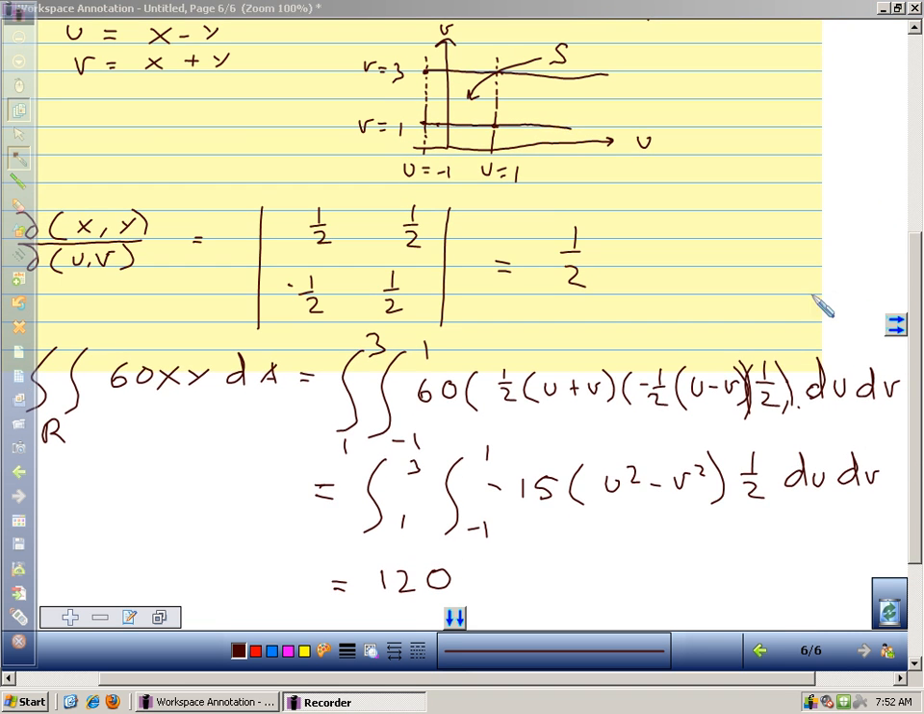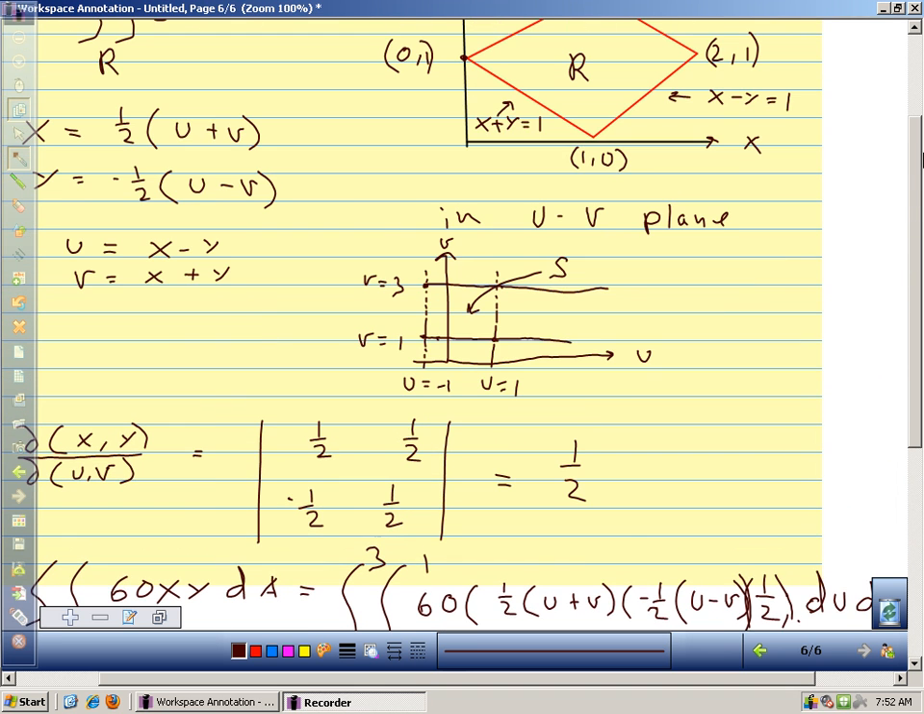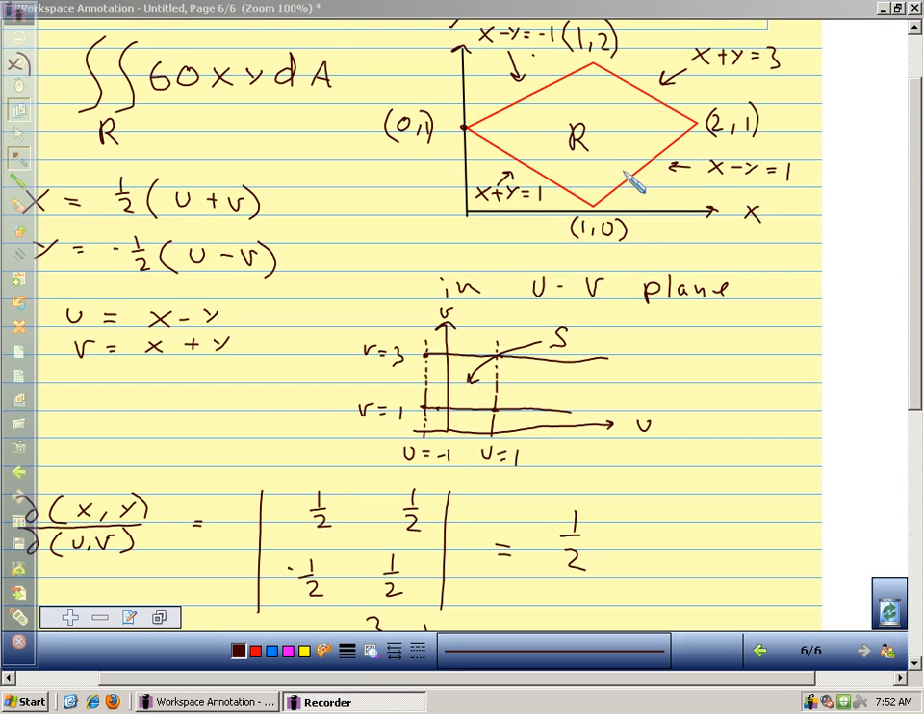So with our change of variables, we transformed our parallelogram into a rectangle with the sides parallel to the coordinate axes. And for my integral, I end up with one that's easy to evaluate. Now, with these regions that are relatively simple, the substitutions do take a lot of work. They take a little bit of effort to do.